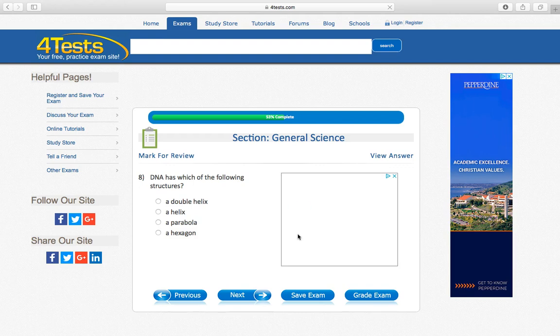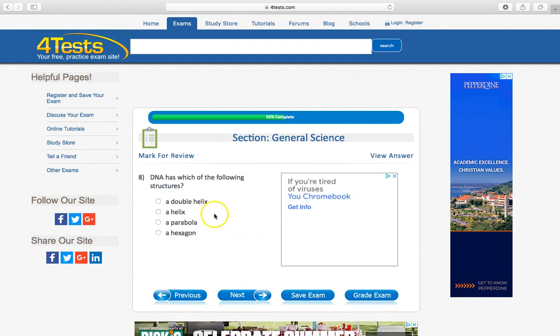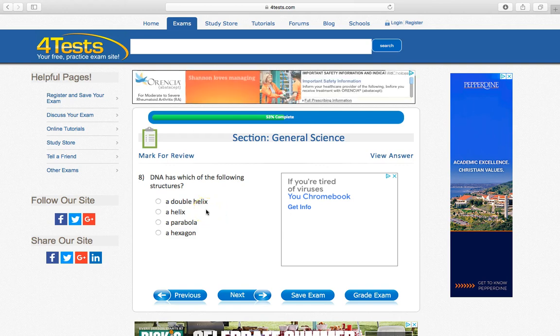DNA has which of the following structures? Okay, pretty simple DNA question here. Right, so DNA is made up of a double helix, which looks like a twisted ladder. So we'll go with double helix there. Any of these are definitely going to be wrong. Again, we have videos on all this stuff if you want more details and more information.